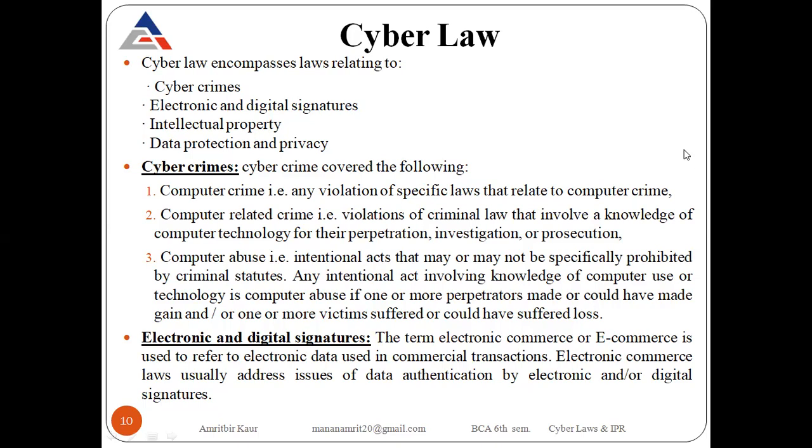For example, your net banking password and username is hacked by someone other and used by that person. So these frauds will be covered under electronic commerce laws. So all crimes related to electronic and digital signature come under this category. So different laws are there to handle these frauds.